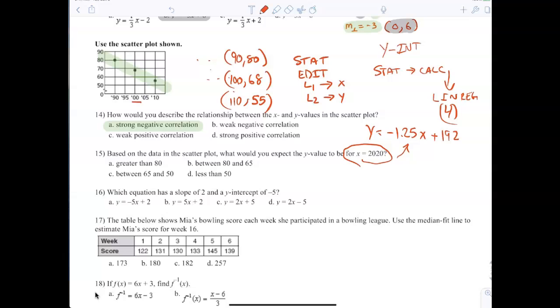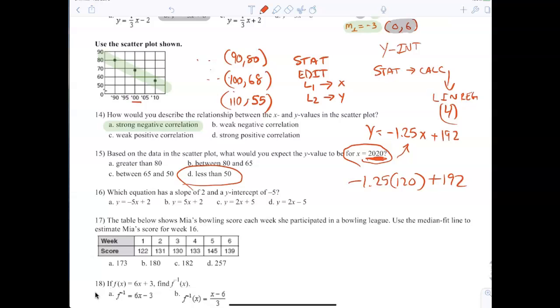So 42, so we would say less than 50, I think. But double check that, please. I don't want one person doing the work. How did she get 42? Well, you could just type on your calculator negative 1.25 times 120 plus 192. The 120 came from the year 2020, which is 120 past 90.